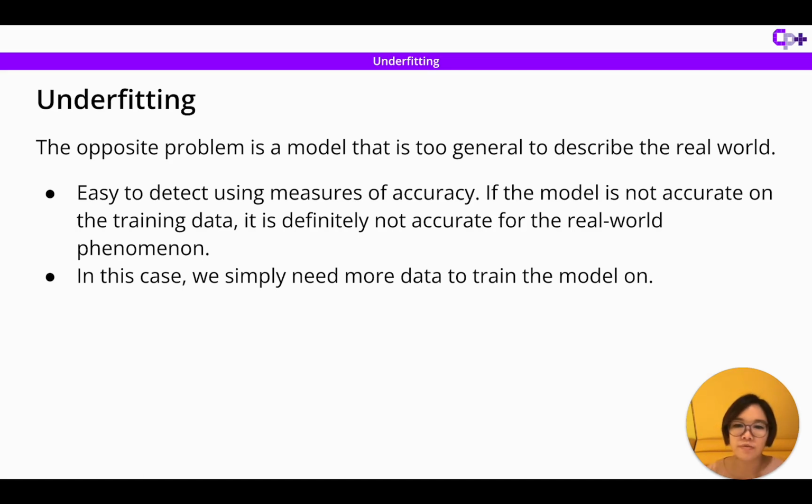If a model doesn't even work well on the training data, no point testing on the test data. In that case, what can we do? Number one, either get more data. Number two, try a different model. Different models have different strengths, right? So you may want to use another model that is better suited for your data. Those are two of the things that you can do when you have underfitting.